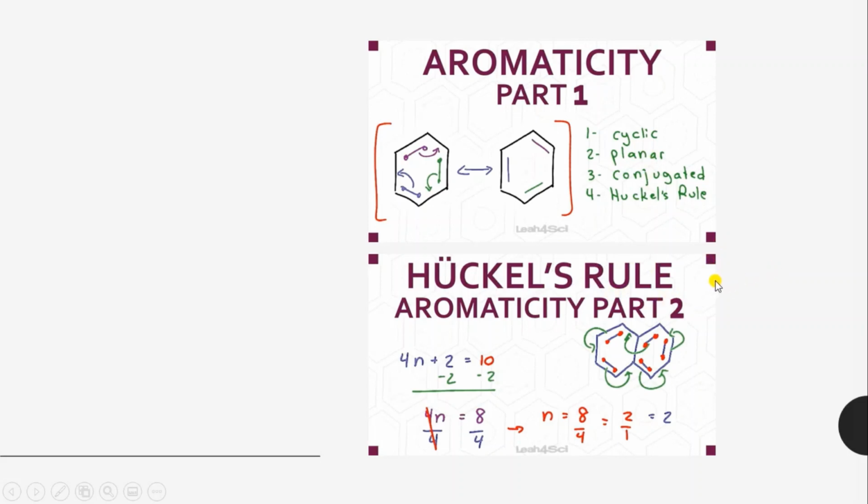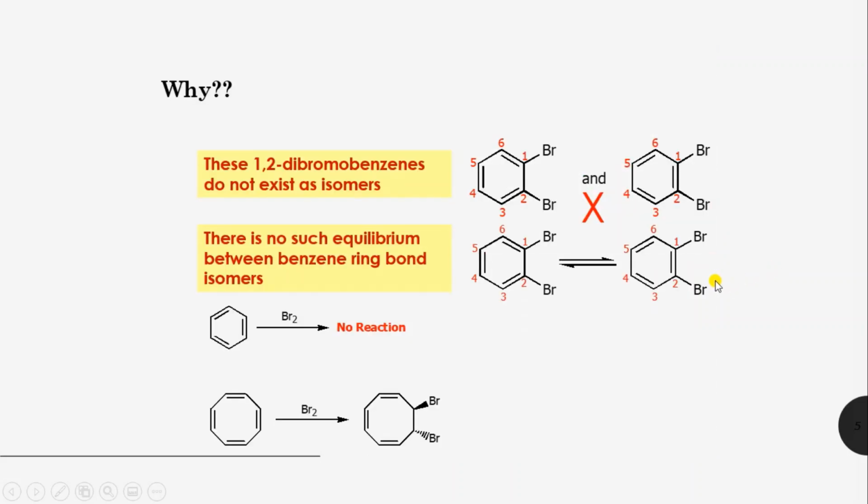For instance, the very first example: if I put 0 as the value for n, 4 times 0 is 0. It means 0 pi electrons. So the first anti-aromatic starts with 0 pi electrons. Is it possible? It means nothing. If we go ahead with n equal to 1, it will be like the 1,3 cyclodiene. So this is the first anti-aromatic compound.